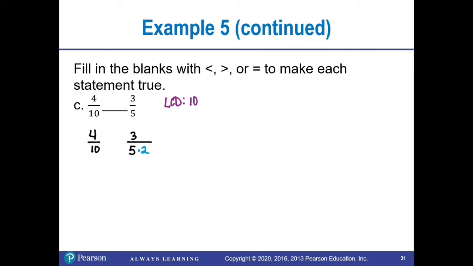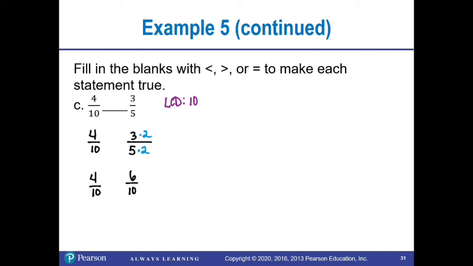If I multiply the bottom of a fraction by 2, I also multiply the top by 2. Bring down the first fraction. 3 times 2 is 6 in the numerator, and 5 times 2 is 10 in the denominator. Now that my denominators are the same, I can compare the numerators. 6 is the bigger numerator.